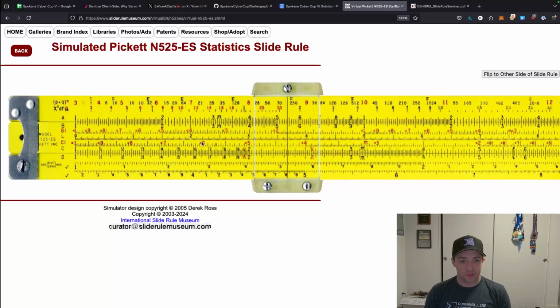Cool, so that's the terminology for the slide rule. And I'll show you how to do multiplication, division, and various other things in the next videos.